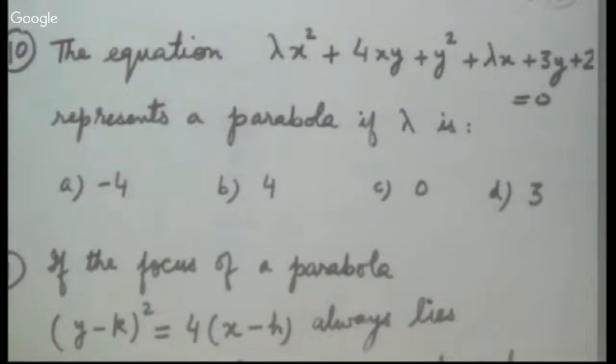See, what is this equation? This is a general equation of second degree, and you know the general equation of second degree can represent a conic section as well as a pair of straight lines also. Now you must know when the general equation of second degree represents a parabola.